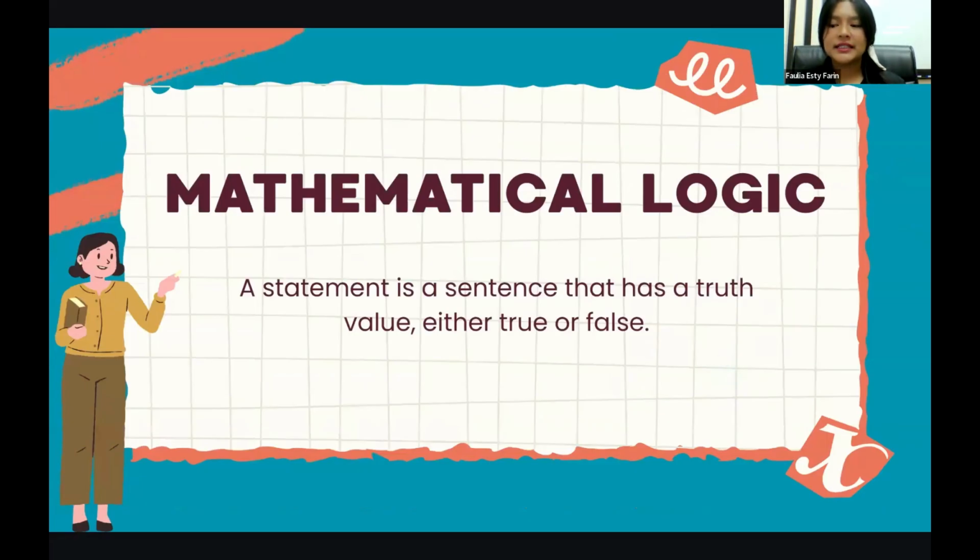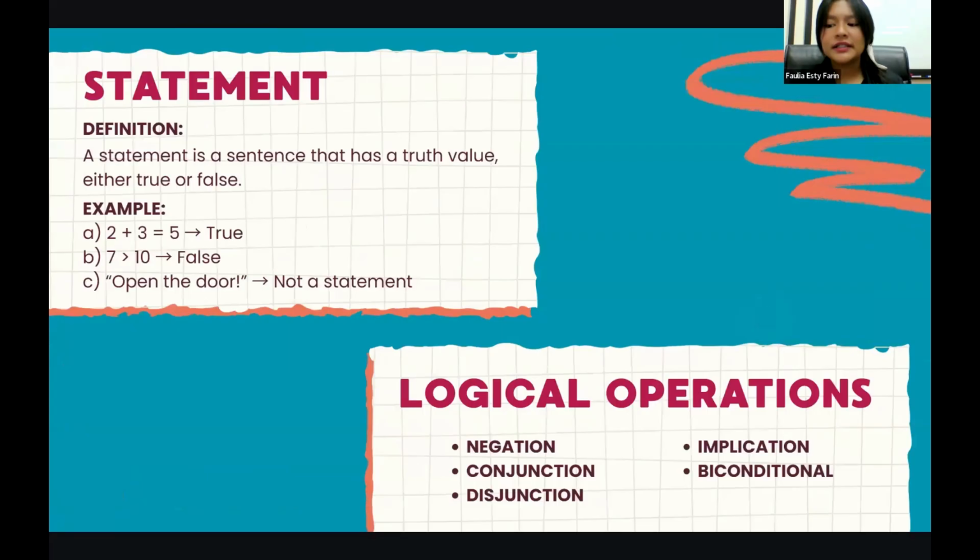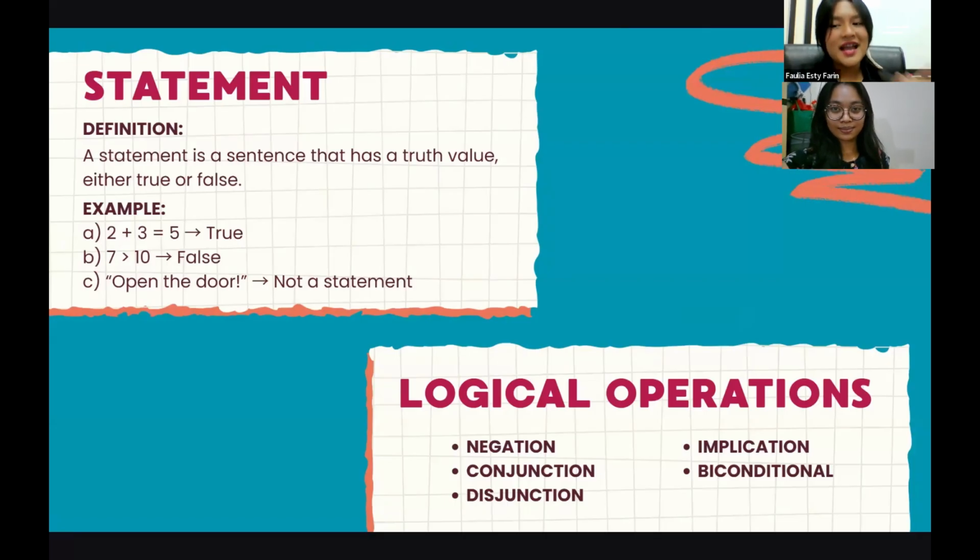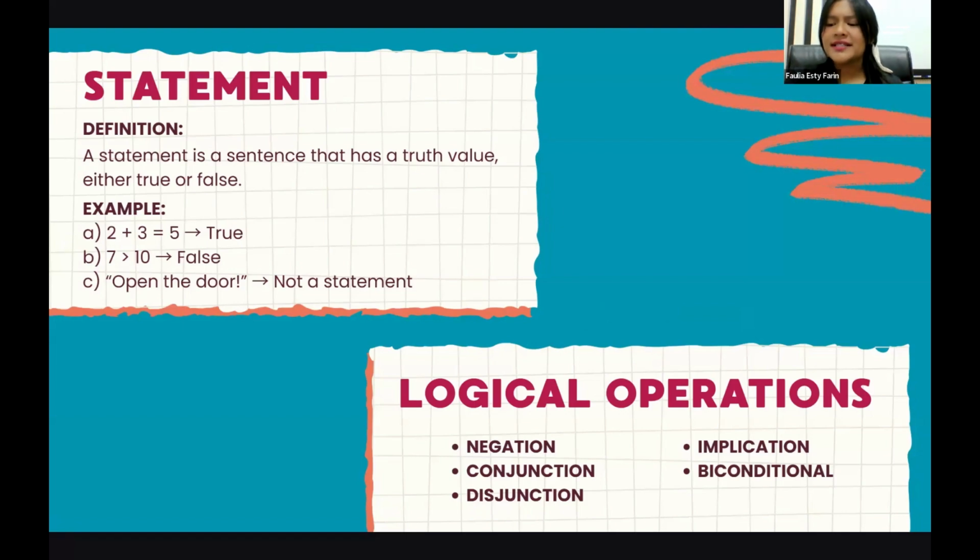Mathematical logic is a branch of mathematics that studies how to reason correctly to determine whether a statement is true or false. Before we go further, think about this. Why do we need logic in mathematics? To know if something is right or wrong. Exactly. We need logic so we can decide whether an idea or a statement is correct. After understanding mathematical logic, we will learn about statements.